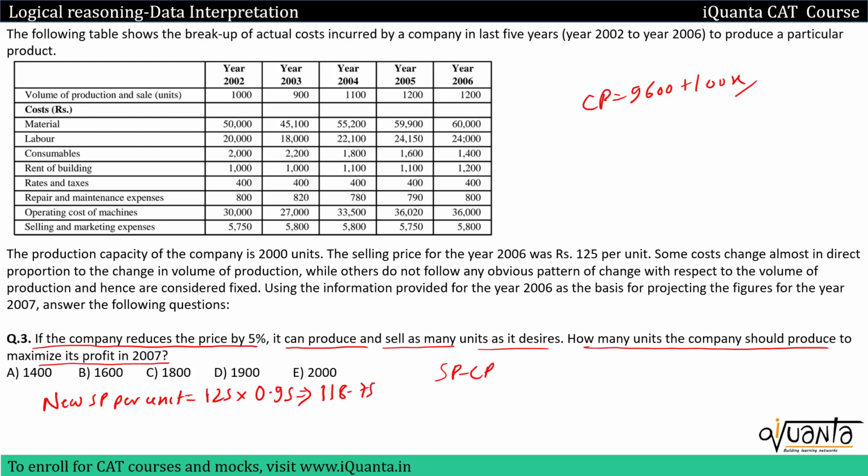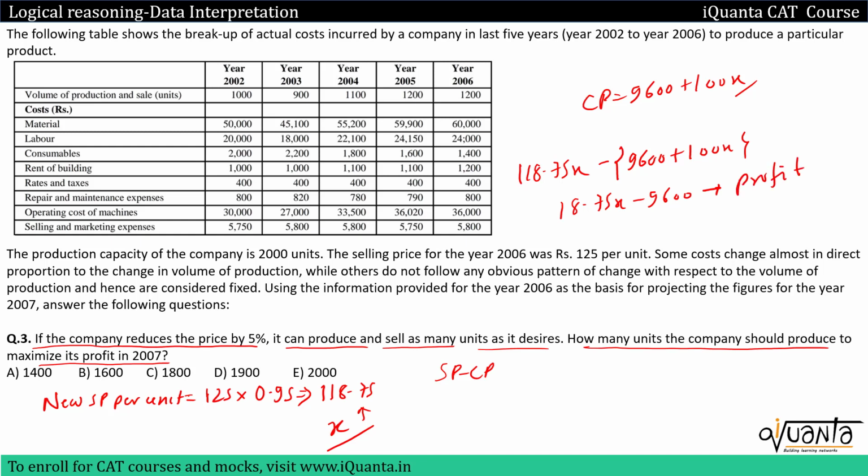You already know the CP, it was 9600 plus 100x, where x was the number of units. So if x units are being produced in a year, then SP minus CP would be 118.75x, because x units, and SP for total of them would be 118.75x, minus CP. So we'll be getting 18.75x minus 9600 as the equation for profit. Now we need to maximize this profit, so I should maximize the value of x. What can be the maximum value of x given in the question? It was given that production capacity of the company is 2000 units. So for maximum production, we should produce 2000 units. Option E will be the correct answer.